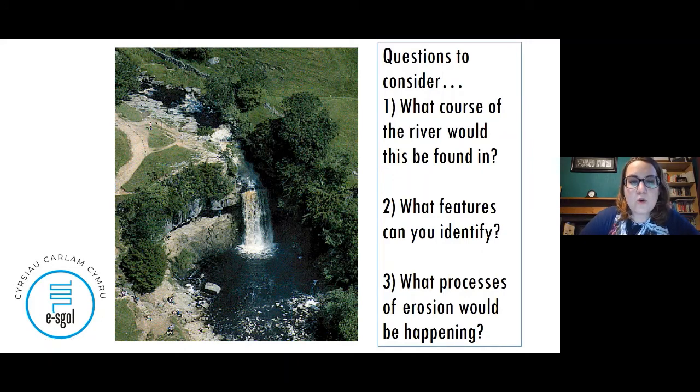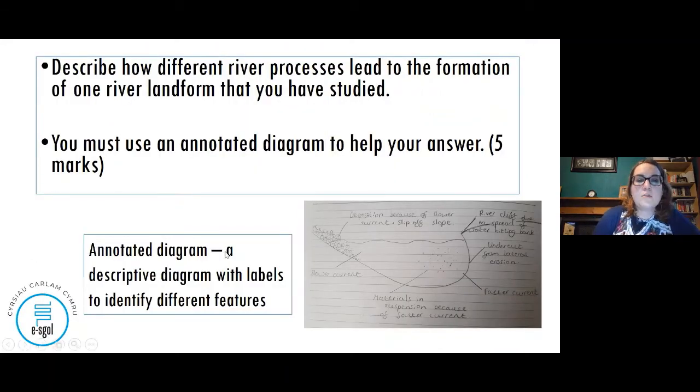Let's take a look at a few more questions that we could potentially have for this topic. So describe how different river processes lead to the formation of one river landform that you have studied. So what I would like you to think about here is, first of all, what river landforms could you identify for this question? And then think about what processes would lead to the formation of that landform.